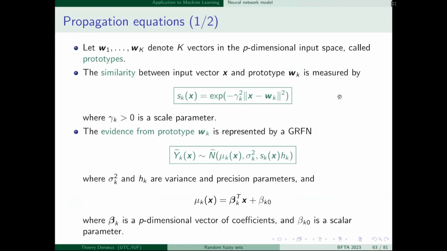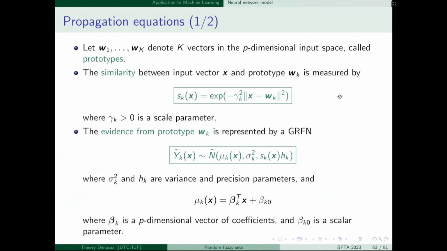And this line is beta_k transpose x plus beta_k0. So these are the mean and the variance. And then the precision is h_k, a parameter that depends on the prototype, times the degree of similarity.